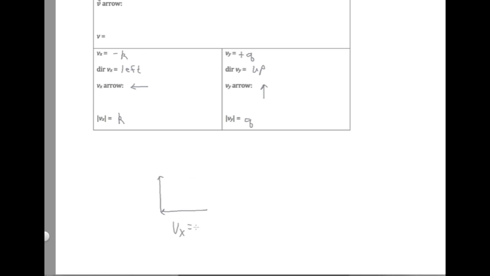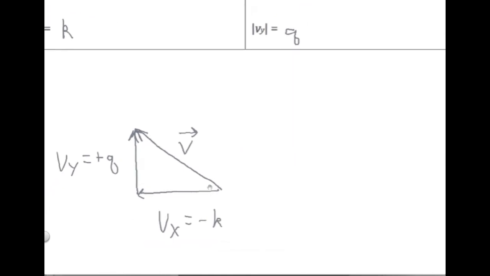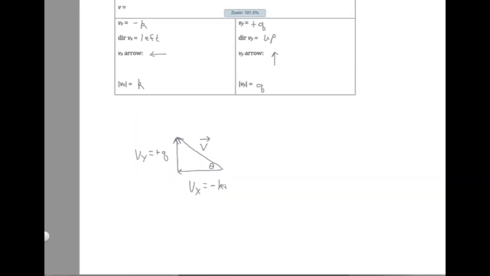We know Vx is negative k, and Vy is plus q, and then the overall vector starts over here. And I'll do the best I can to draw a straight line that ends over here. And the head of this overall vector is where the head of the component is, and the tail of this overall vector is where the tail of the component is. And we'll try to find this angle theta. The problem didn't give us that symbol theta, we just made it up. So we have a symbol for the angle that represents the direction.